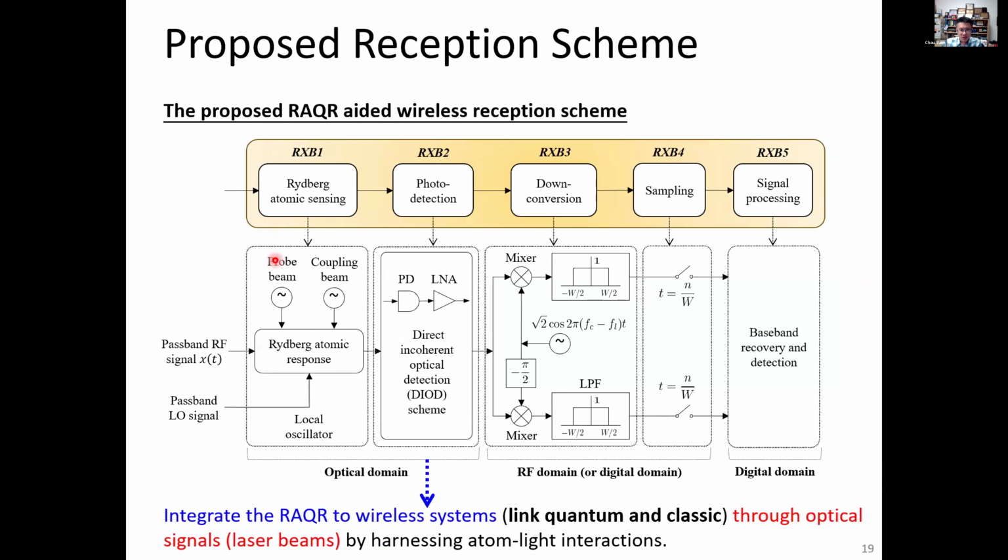So for the Rydberg atomic quantum receivers, this is the receiver structure that we propose. Over here you can see we divide it into 5 different steps. The first one is the atom itself, the atom sensing. Then next is the photo detection, because whatever is detected is captured through the light signal using this photo detector. After that, this will go through the LNA. Then we do the down conversion to the baseband. Then we do the sampling, then we can do whatever signal processing we want. So we try to see, when we replace this receiver with the Rydberg atoms, how the baseband signal will look like.